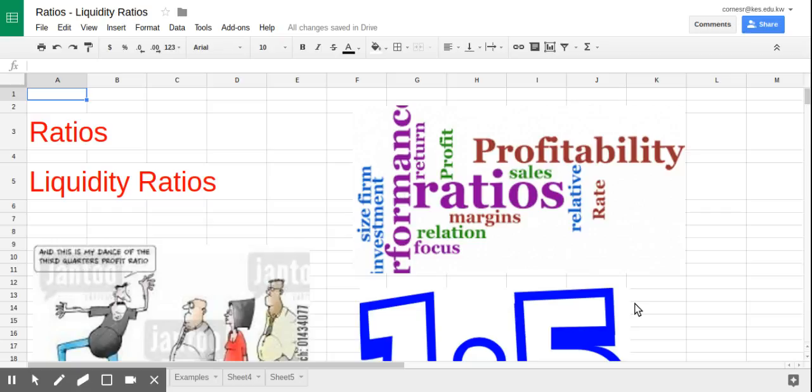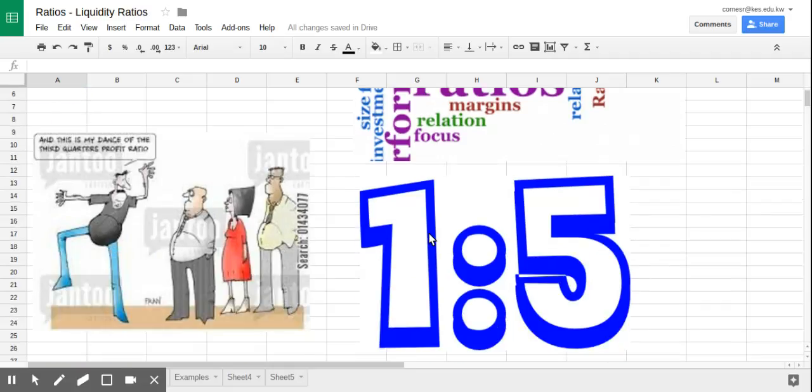Hi, welcome to the second podcast where I'm going to be looking at ratios. This time I'm going to be looking at liquidity ratios.